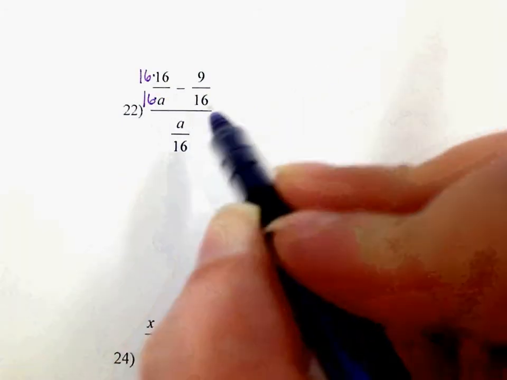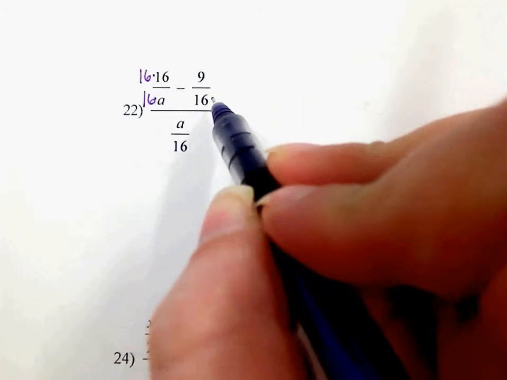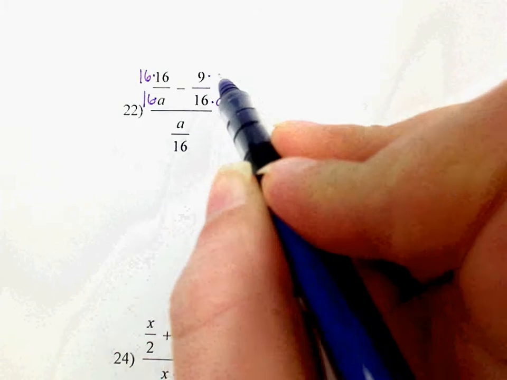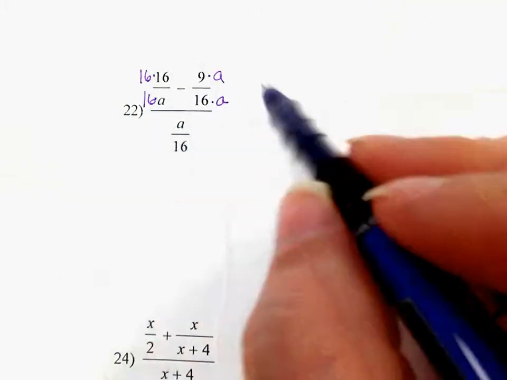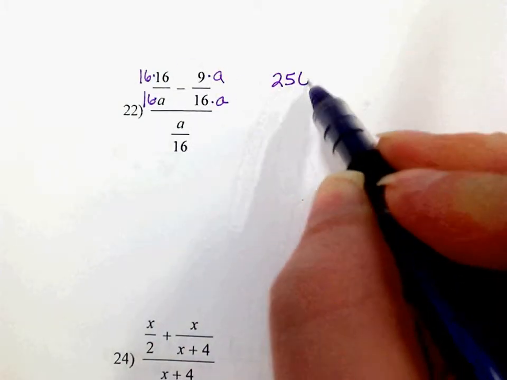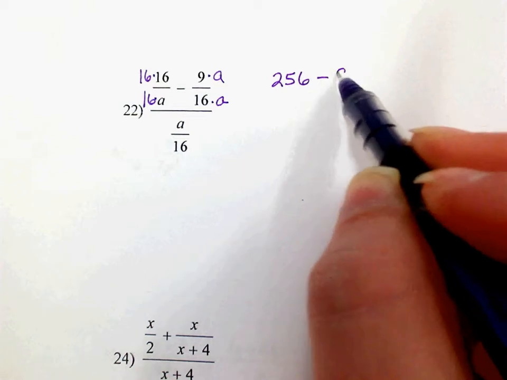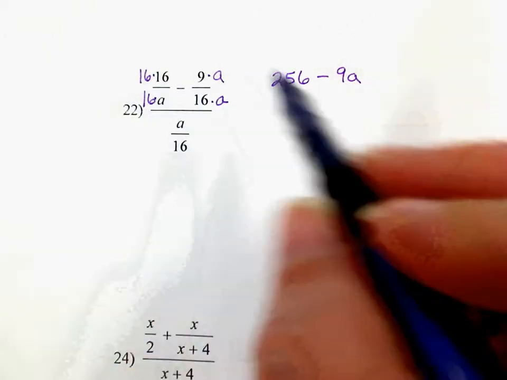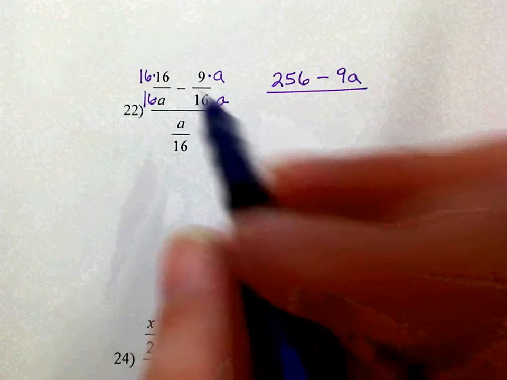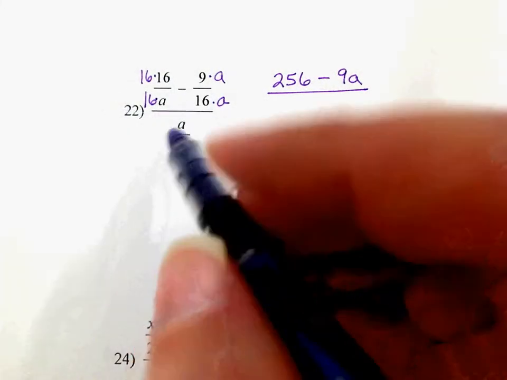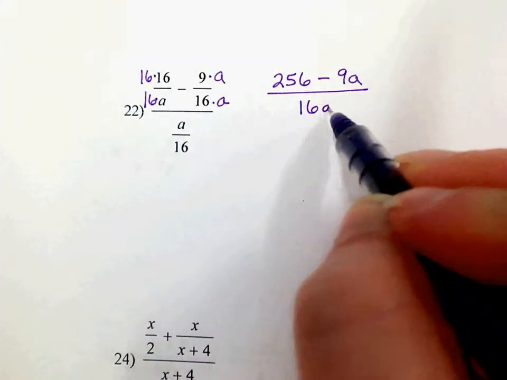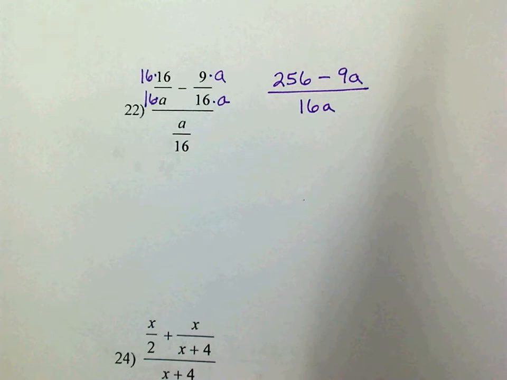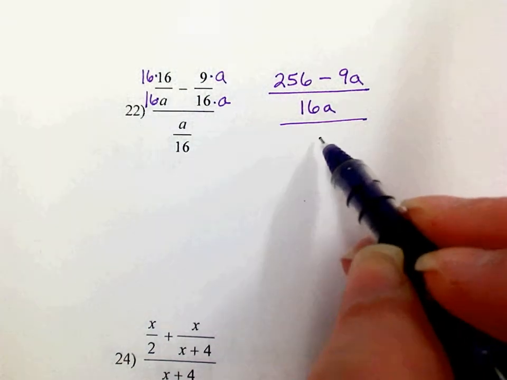What do you need to multiply this one by? A. Because now I have a common denominator, right? 16a. 16 times 16 is 256 minus 9a. So I combine my numerators into one fraction over my common denominator, 16a, right? I only ever write down my common denominator once. Sometimes people write them down twice, so they add them up.